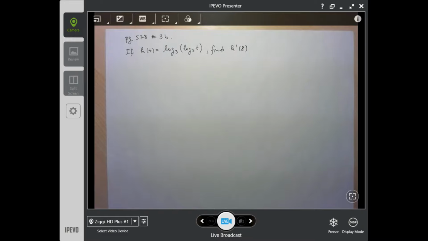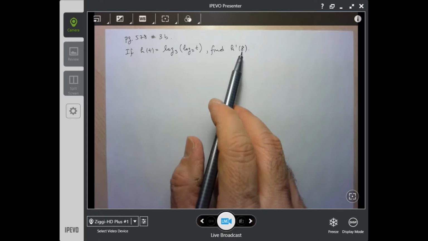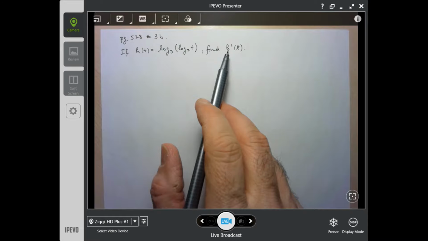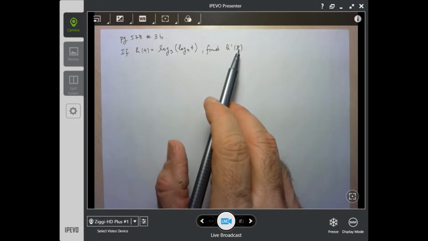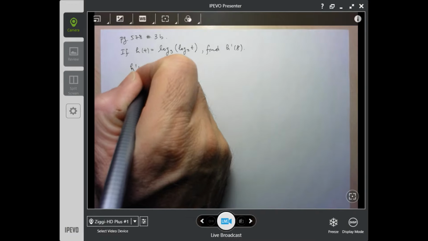Hi folks, we're going to take a look at 3b from page 578. So they give us this function h and they want us to find h prime at 8. So of course the first thing we have to do is find the derivative, and then once we have the derivative function we can input 8. Alright, so let's find h prime at t.